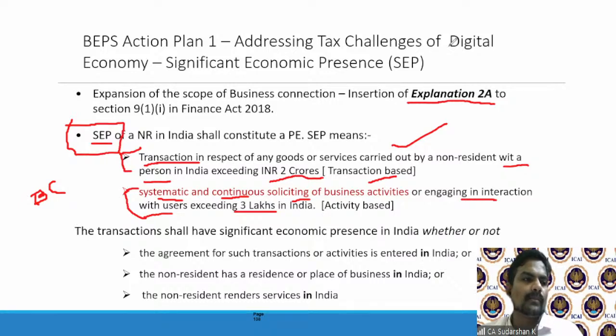So please be aware of SEP, significant economic presence, and the threshold values. This is basically nothing but a virtual business connection or a virtual PE. And we looked at the Equalization Levy. The Equalization Levy is part of the Finance Act, basically targeting non-resident online advertisement companies and non-resident e-commerce operators. I will stop screen sharing here and am happy to take questions.